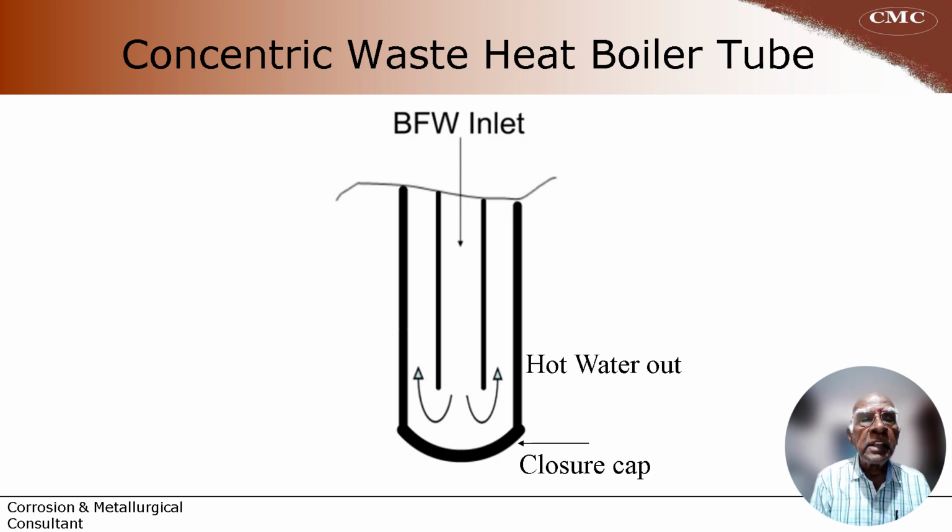This is a typical sketch of the concentric waste heat boiler tube. You can see there are two tubes, outer tube and inner tube. The boiler feed water comes in at the inner tube and gets out on the outside of the outer tube. In this process, it gets heated up by the heat coming from the outside, and this is the closure cap, which is the main part of the study. It got deformed and holes have been formed.